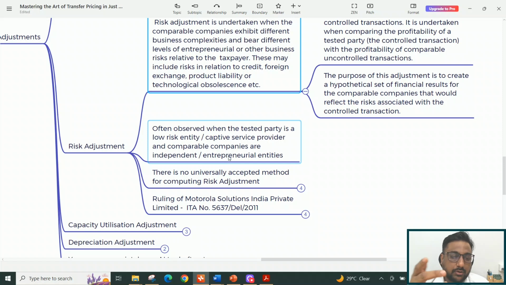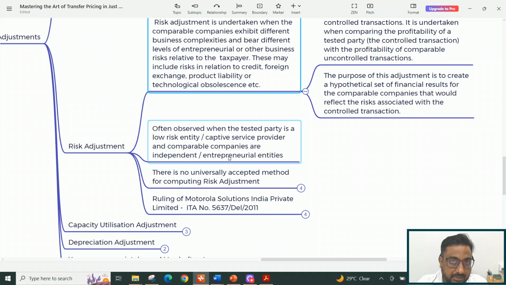The case law I have quoted here pertains to that part only: they have taken this type of risk adjustment and it has been upheld before the higher courts as well. I also wish to draw attention to the fact that there is no universally accepted method for computing the risk adjustment. That is where your prudence comes into the picture. If that comparable entity faces higher risk compared to your tested party, how do you arrive at and put that into a risk adjustment? How do you make those adjustments? That will depend on your prudence as well.